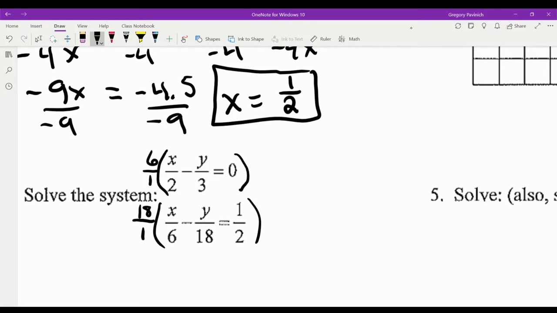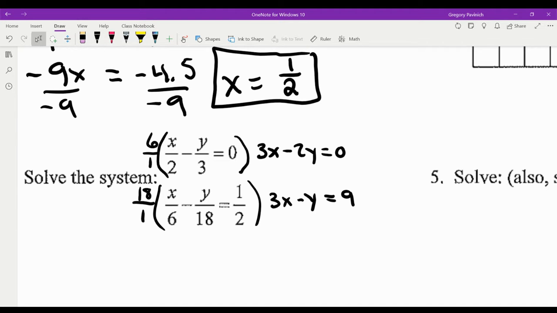So the first thing I get is 6x divided by 2, which is 3x. Then I get negative 3y divided by 3. I mean, negative 6y divided by 3 is negative 2y. And then 6 times 0 is 0. Do the same thing with 18. 18 divided by 6 is 3x. 18 divided by 18 is negative 1. And then half of 18 is 9. What I'd probably do here is you could multiply the bottom by a negative 1, or you could subtract either.